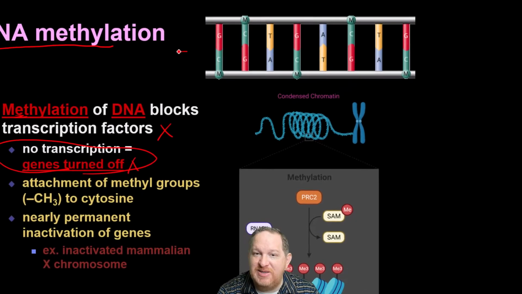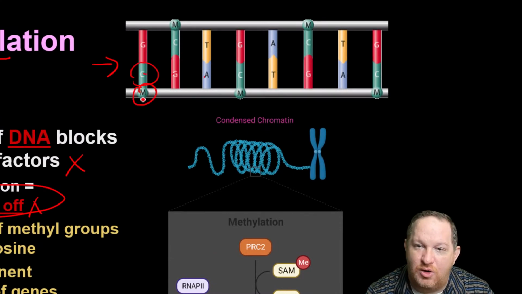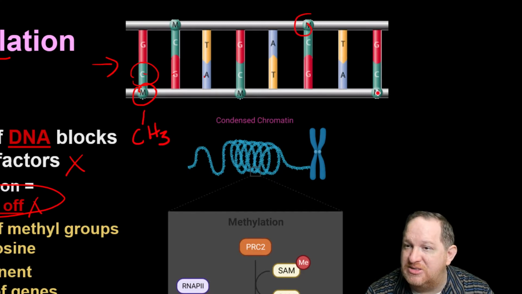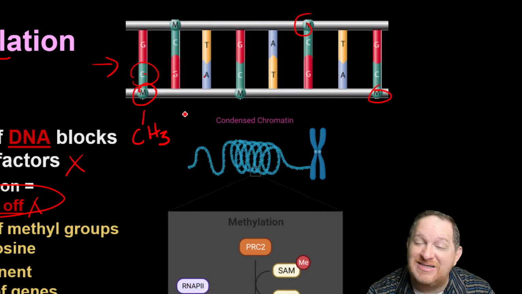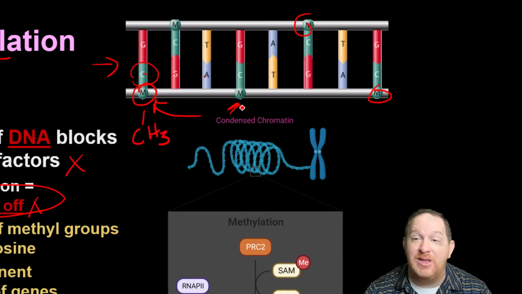So if you look here at a piece of DNA, we see our nitrogenous bases here in the center: cytosine, guanine, adenine. Notice that the methyl group, which you may remember is just a CH3, is attached to these cytosines in some locations. What that does is it blocks transcription factors from being able to bind and therefore have RNA polymerase come and do the transcription.